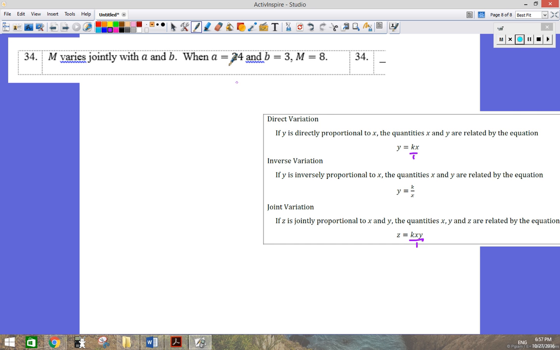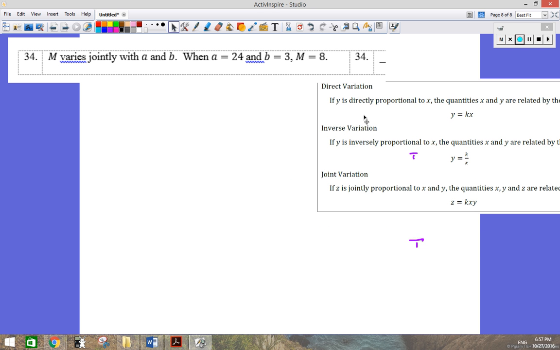But anyway, let's take a look at this problem. m varies jointly. So I've got m and I've got k, and now when I see jointly, I'm expecting more than one variable to follow, a and b, and I think multiplication, just like I do with direct variation, only with more than one variable. So here is the equation they want.